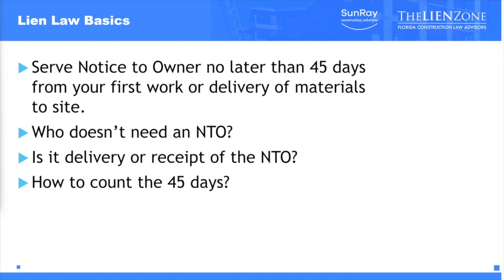Now, if the 45th day lands on a weekend or holiday, then I'm going to roll it to the next day that mail would otherwise be served. So effectively the next business day. And that, by the way, includes Saturdays and Sundays. So if the 45th day is a Saturday, it goes to the Sunday, and if Monday is a federal holiday and there's no mail, it would roll to the next Tuesday. Now, we don't recommend that you wait that long, but if you wanted to know the legal way to count, that's how you count the 45 days.